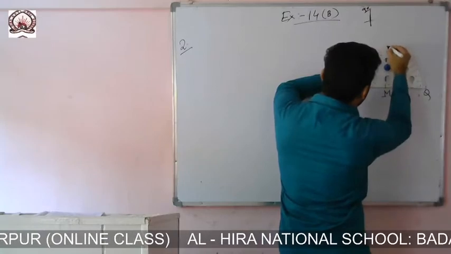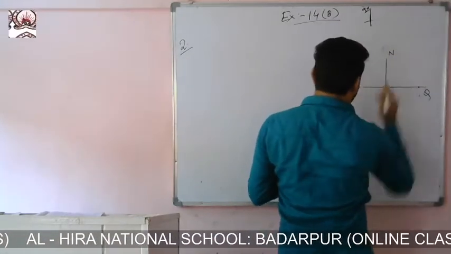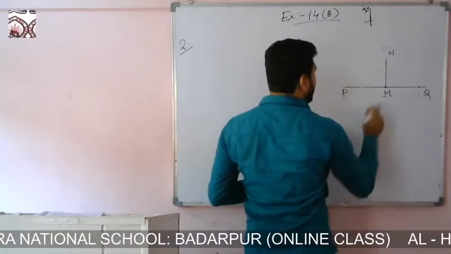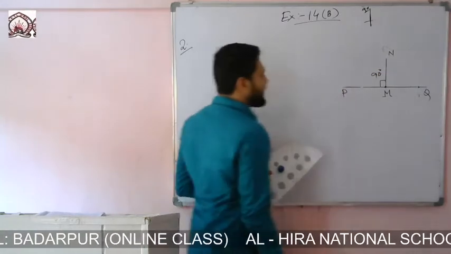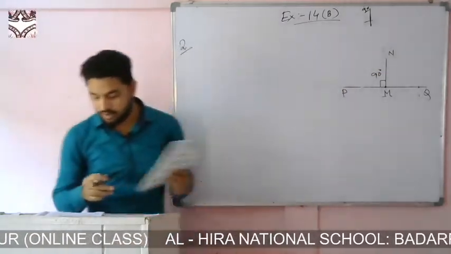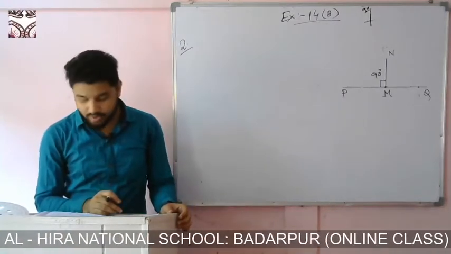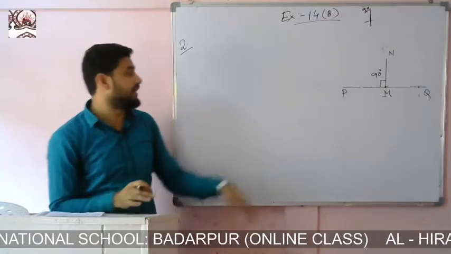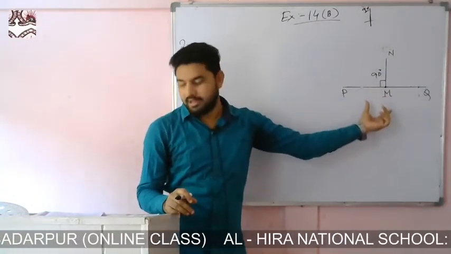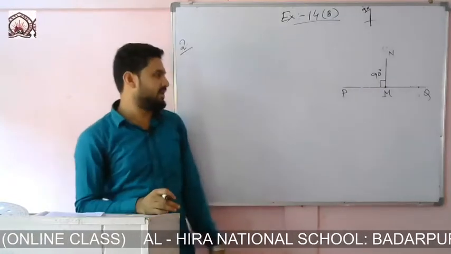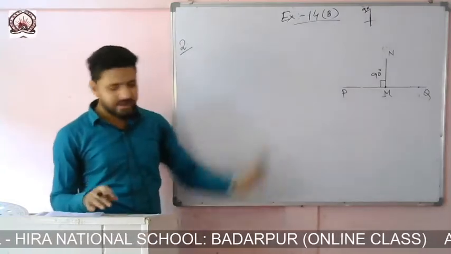You see it makes 90 degree. That means if I join this one, then I'll get 90 degree. So I can say that PMN equals to what? 90 degree. Check by using a protractor whether PMN equals to 90 degree. We have already checked that it makes an angle of 90 degree. That means PMN equals to 90 degree. Okay, it's finished.